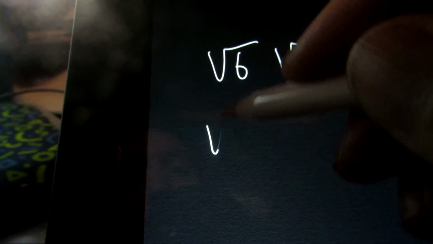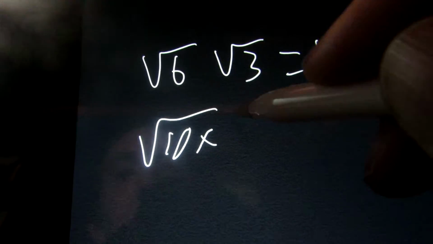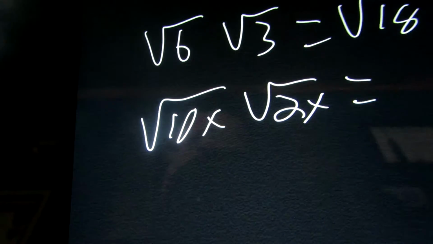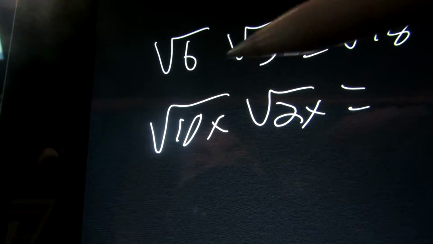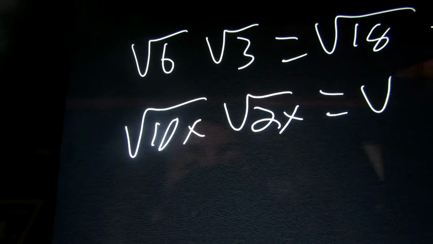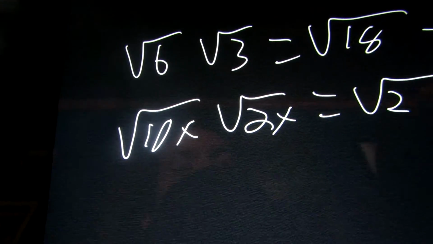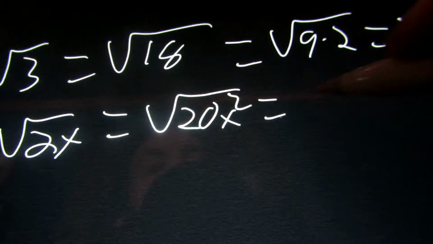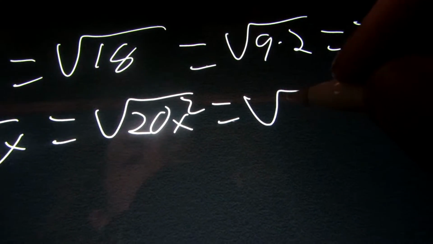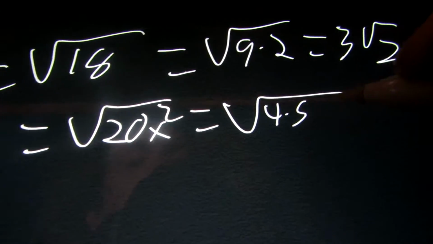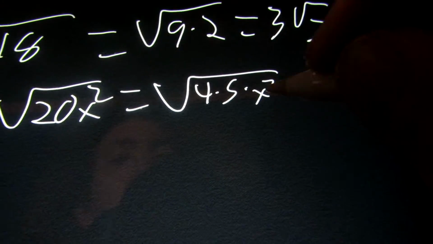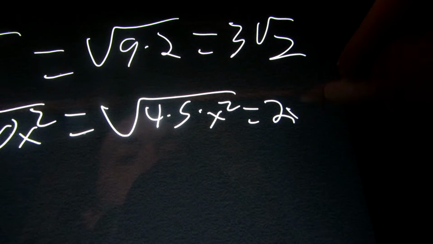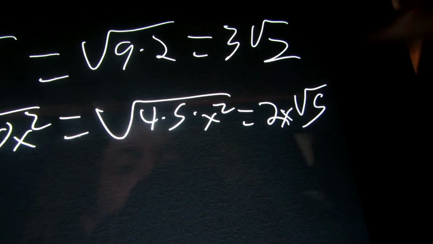So now let's look at square root of 10x times square root of 2x. Now I'm going to do this two ways. First I'm going to just multiply everything. So 10 times 2 is 20, and x times x is x squared. And remember, we can do 20. 4 will go into that 5 times, so 4 times 5 times x squared.